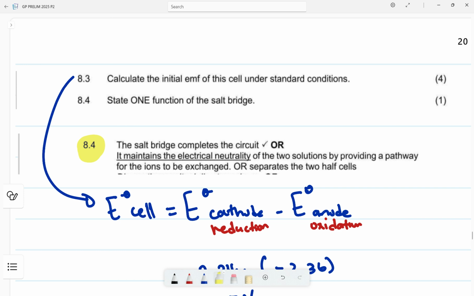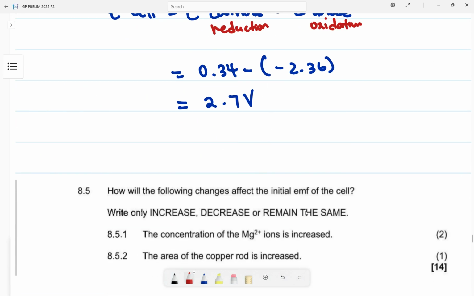And then state one function of the salt bridge. The salt bridge completes the circuit, ensures cell neutrality. Again, it maintains the electrical neutrality, and separates the two half cells. So these are three possible answers.